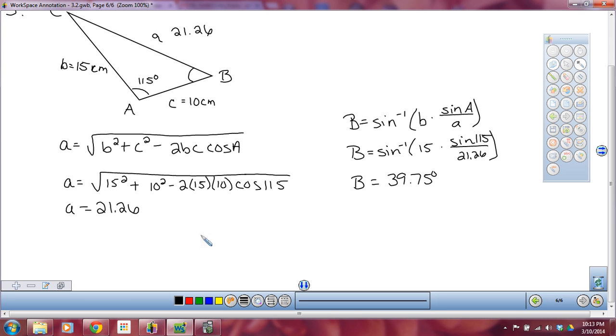So then to get angle C, all I have to do is take 180 minus 115 minus 39.75. So I know that C equals 25.25 degrees. So C, angle B, and side A is what we were all looking for.